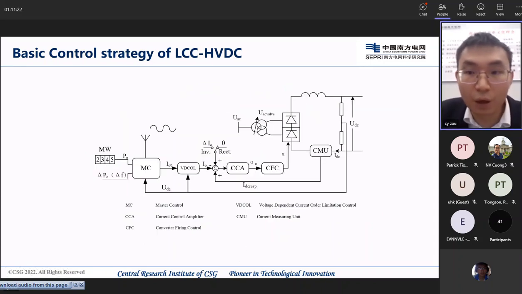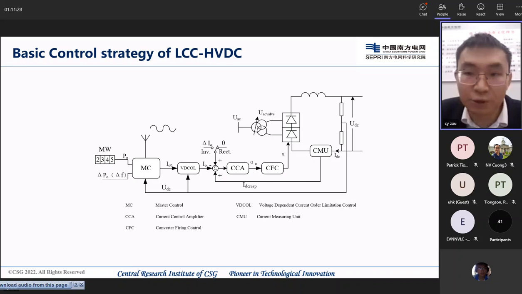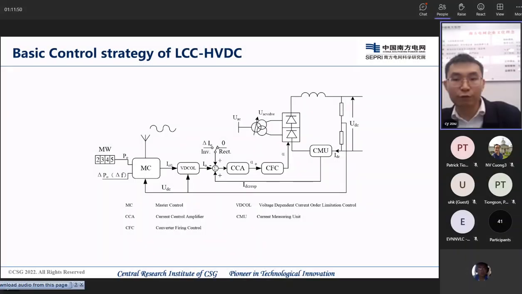This is the overview of HVDC control at the rectifier side. The DC voltage UDC is sent to master control and VDCOL. The master control calculates the current order and sends it to VDCOL. VDCOL changes the current order according to the value of UDC. Whether to put in the margin control is based on the state of the converter. After that, the current order is sent to the current control amplifier to form the firing angle order.